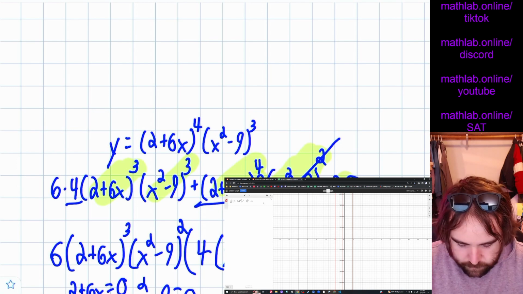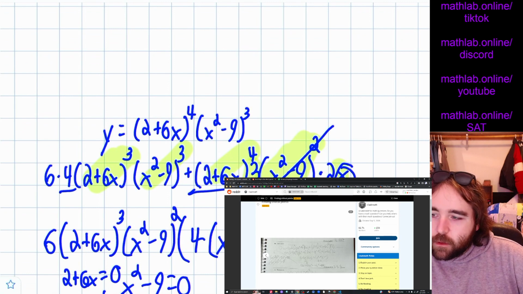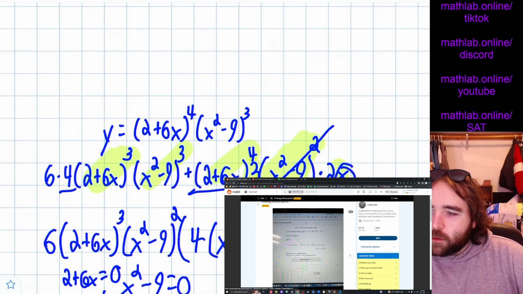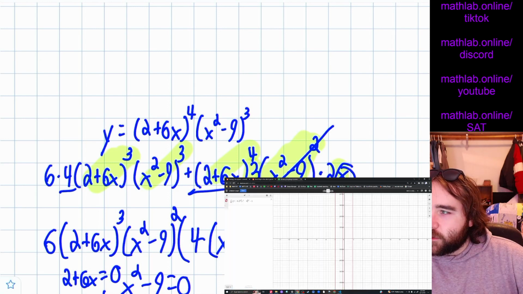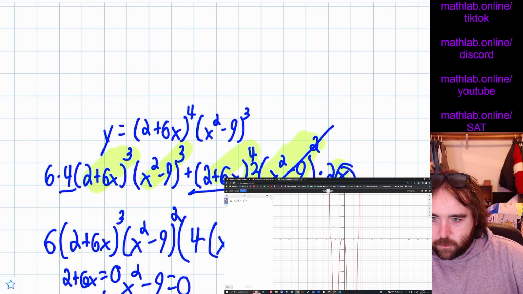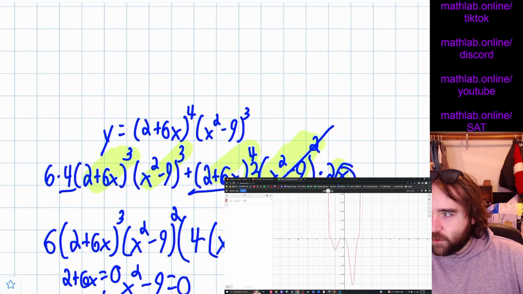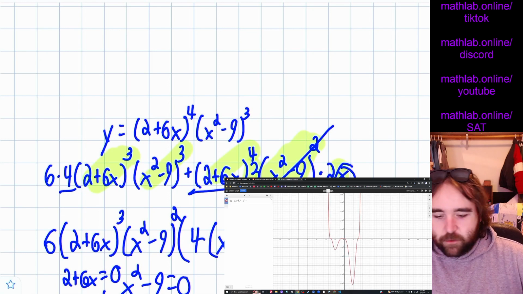What? Am I even typing this question in right? Two plus 6x to the 4th, x squared minus 9 cubed. Am I typing in the derivative thing right? So this is the function that we're looking at. There are just a significant amount of critical values, which is why I was trying to say, well, let's do this. So let's say that this is f of x.